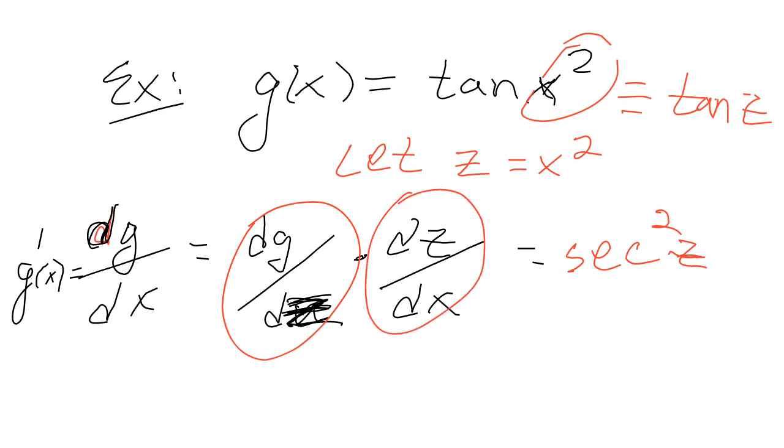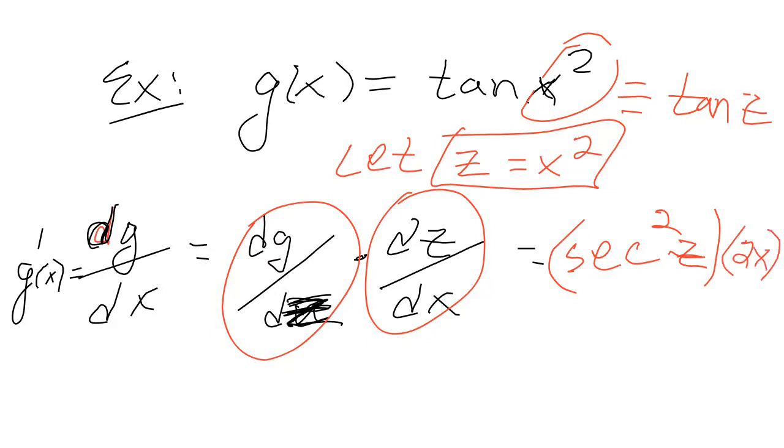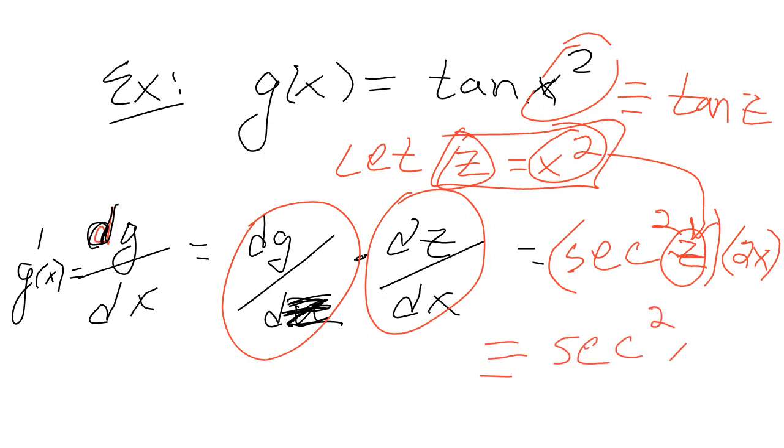And then the derivative of z with respect to x is just the derivative of x squared with respect to x, which is 2x, right? But then we can sub back, and we know that z equals x squared, and plug back an x squared for that z, and put it all in terms of x. So it's secant squared of x squared, and then times 2x, which is the same answer that we had before, but that's a little easier on the eyes if you write it as 2x secant squared x squared.